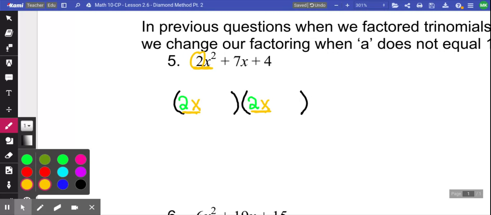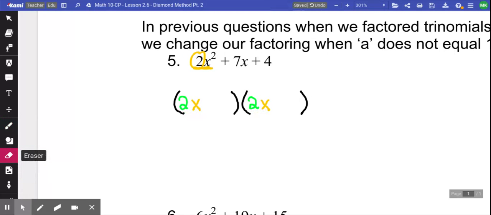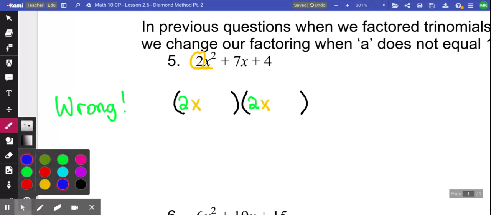So what we're going to do is we're going to put a 2 into each of those spots. And we know that's wrong. We know it's wrong to have 2 2's because that would multiply to be 4x squared. But we're going to make that mistake anyway, and we're going to fix it later. I then am going to continue with my regular diamond method to find the next 2 blanks. My diamond method is numbers that go on the side of the diamond. They have to multiply to be the top and add to be the bottom.